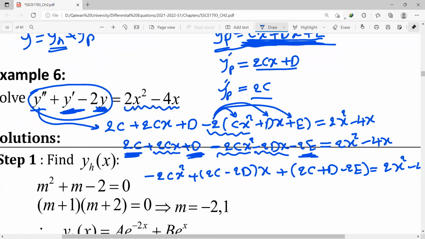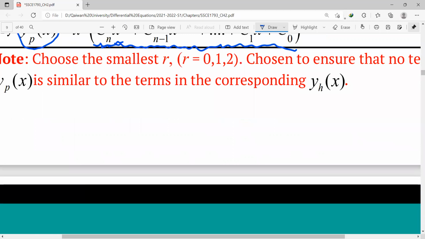Here we have two polynomials. On the left, we have a polynomial of degree 2, and on the right, we have a polynomial of degree 2. We say all the coefficients must be equal. Let me write down here: if we have, let's say, ax squared plus bx plus c equals dx squared plus ex plus f.